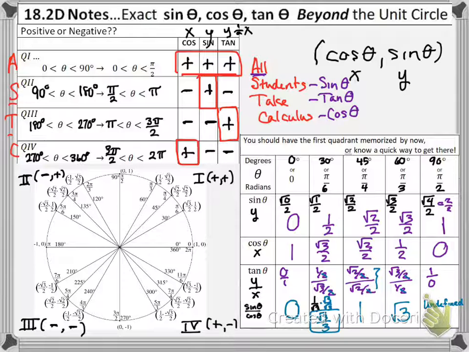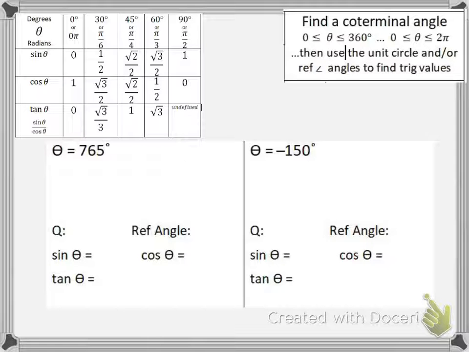Okay, now let's start using that stuff. Here we go. Some examples. Yesterday, I only gave you examples in the notes that were angles between 0 and 360, or between 0 and 2 pi. Now I'm doing ones that are beyond that. I'm going to find a coterminal angle. In other words, get it down to something normal, and then you can actually work with it. So coterminal angle means I need to add and subtract a full circle. In degrees, that means I'm going to add and subtract 360.